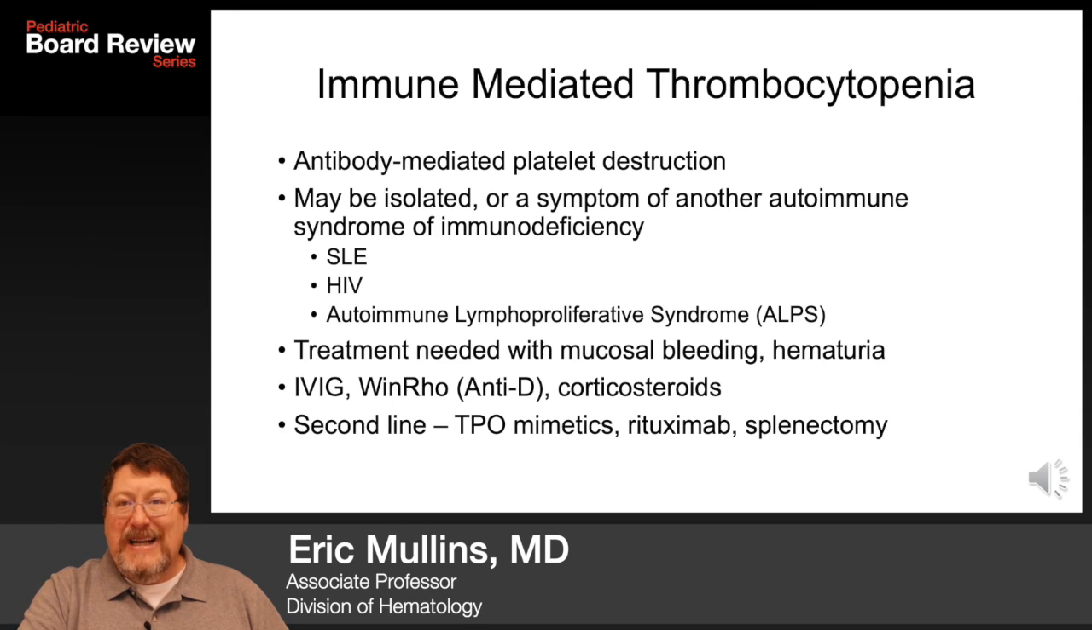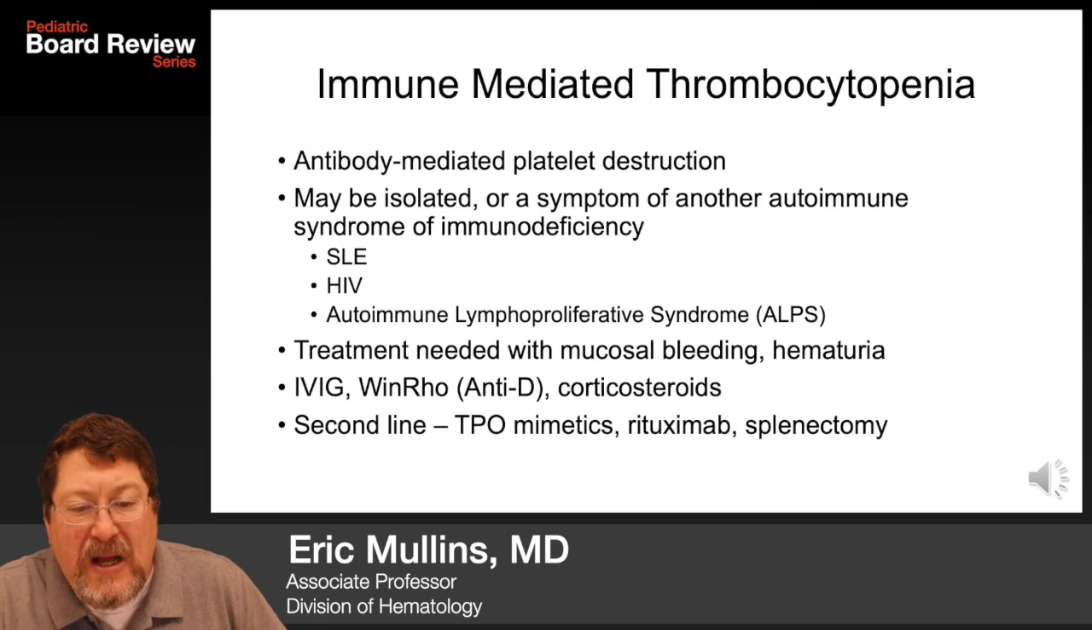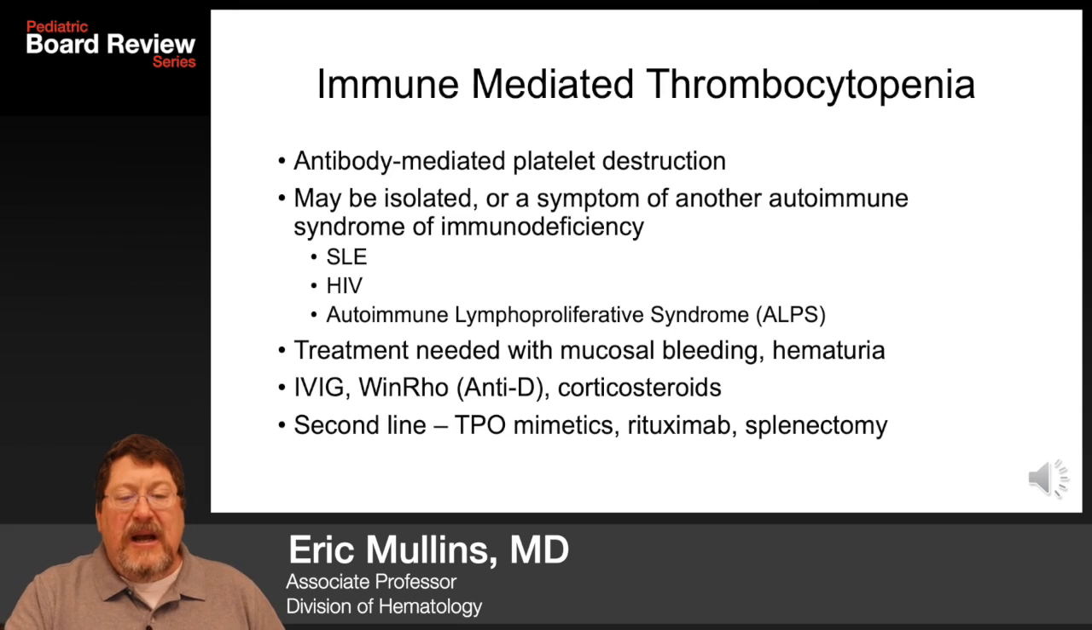IVIG, WinRho, which is an anti-D or anti-Rh antibody, or corticosteroids are typically the first line of treatment. In the second line, there's a new line of TPO mimetics, essentially analogous to GCSF for neutrophils, so you're driving increased platelet production. Rituximab may be useful in trying to delete the B cell line that's producing the antiplatelet antibody. And then splenectomy is usually reserved for those that are refractory to other forms of therapy.